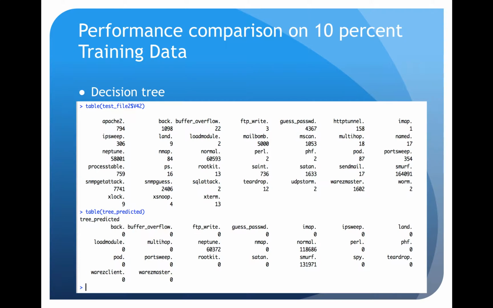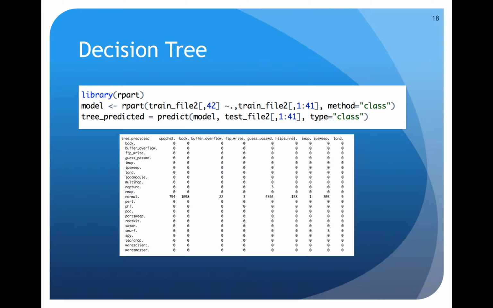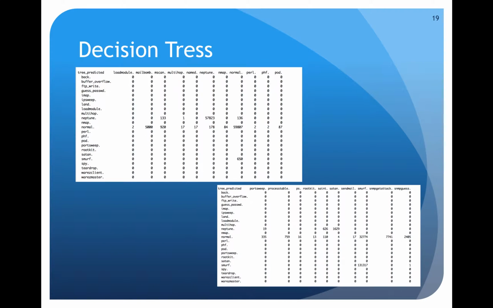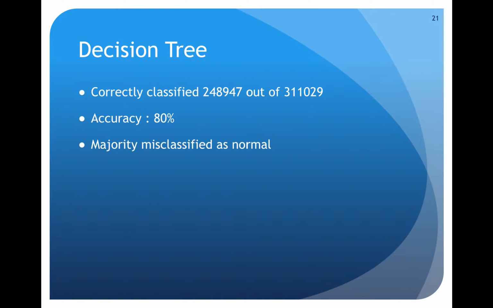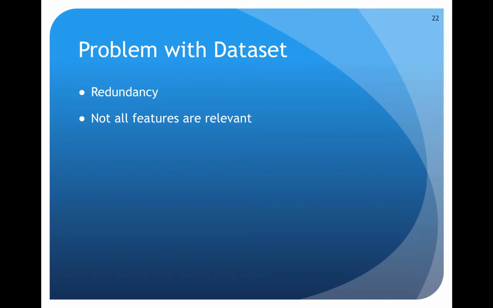Then I tried to run decision tree on the 10% training data set. These are the confusion matrices and the R code snippet for decision trees. With this, I could identify 248947 records correctly or classify them correctly, which was about 80% accurate. And one important observation here is that the data that was misclassified was classified as normal.